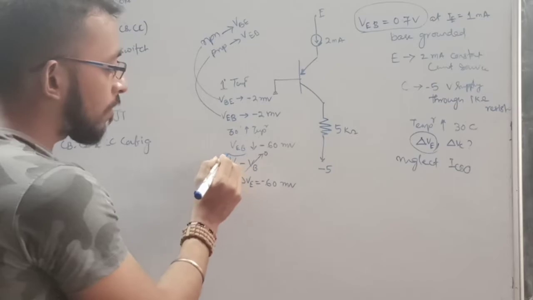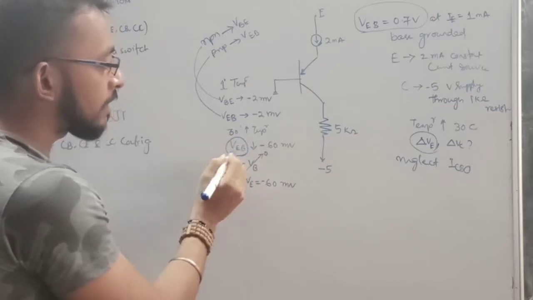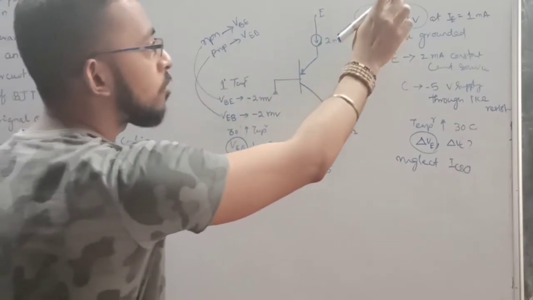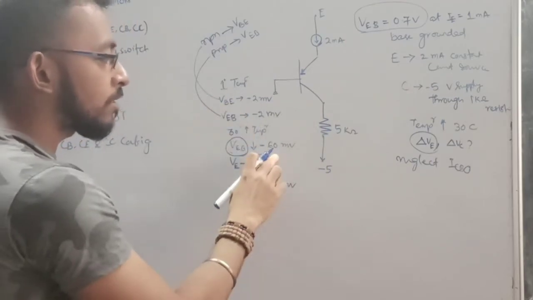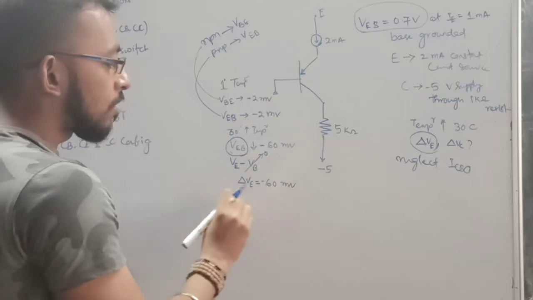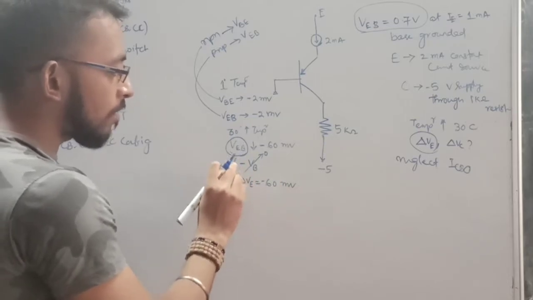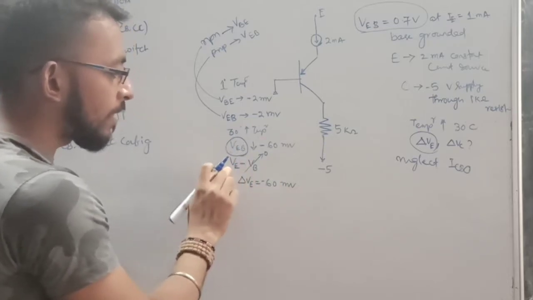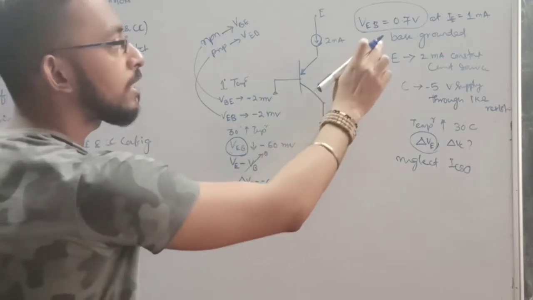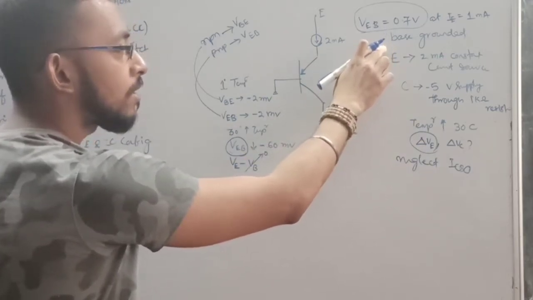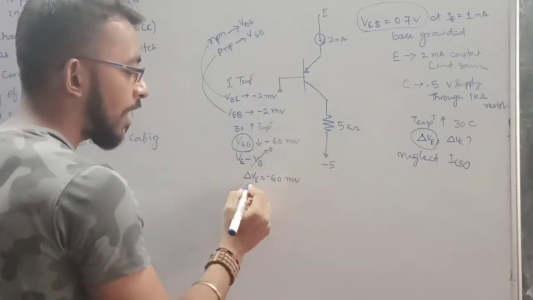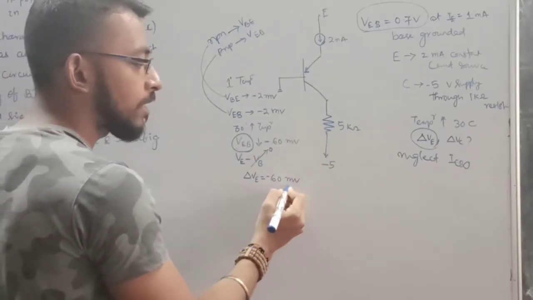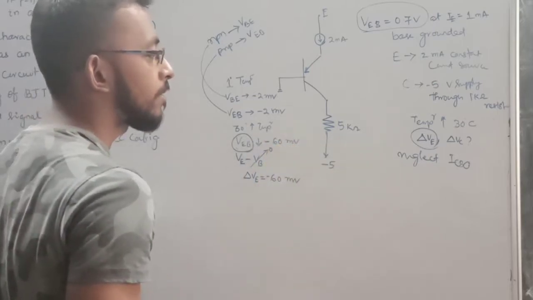First I found the value of VEB and how much it is decreasing compared to the previous one. It is given as 0.7 volt. After a 30 degree rise, it will decrease by 60 millivolt. So the change in VEB is nothing but VE minus VB. But in the question it is given that the base is grounded, so VB equals 0. So how much is the change in the emitter? That is nothing but minus 60 millivolt, which I found because of the 30 degree temperature rise.